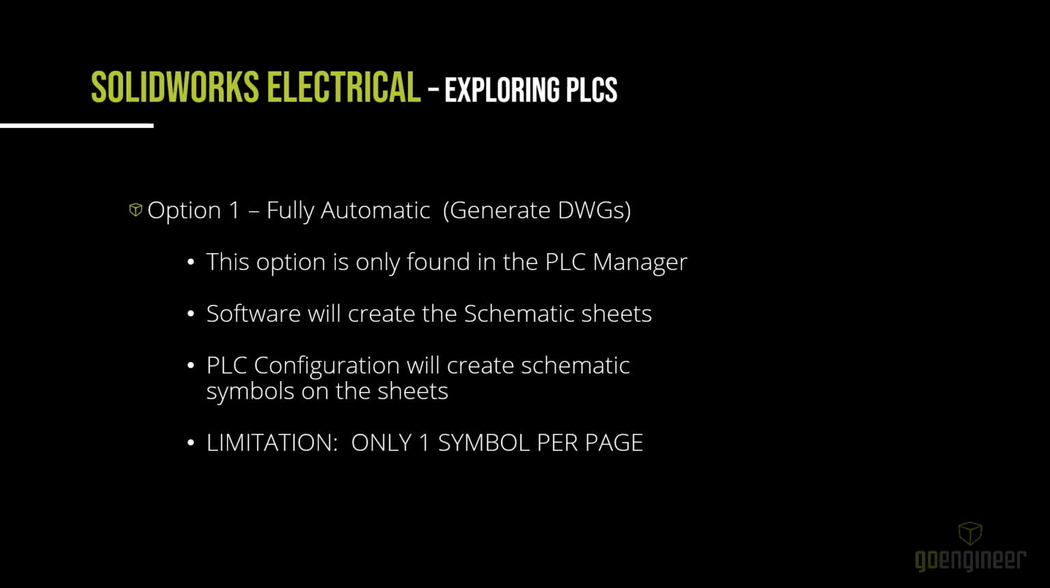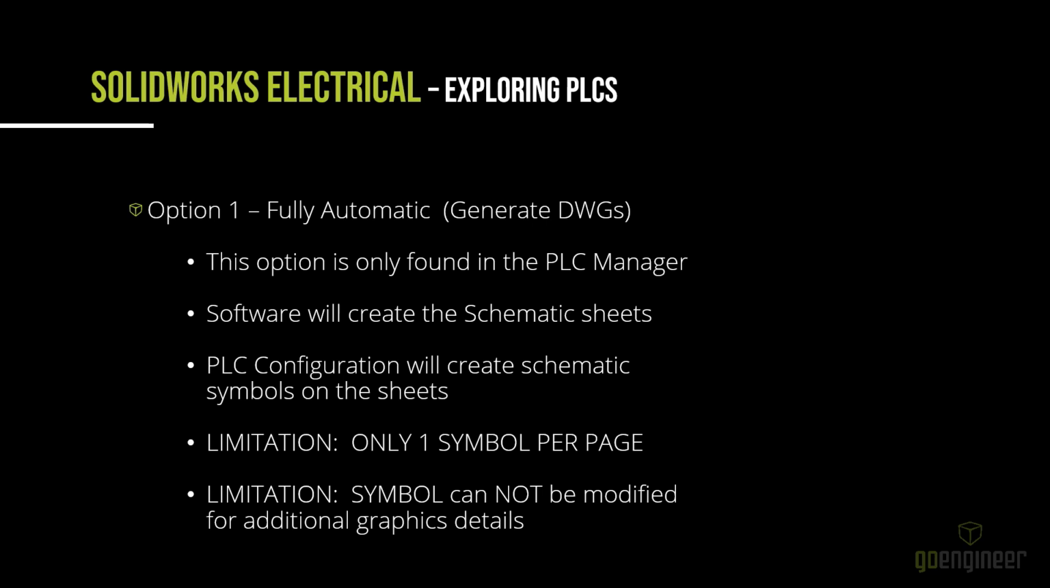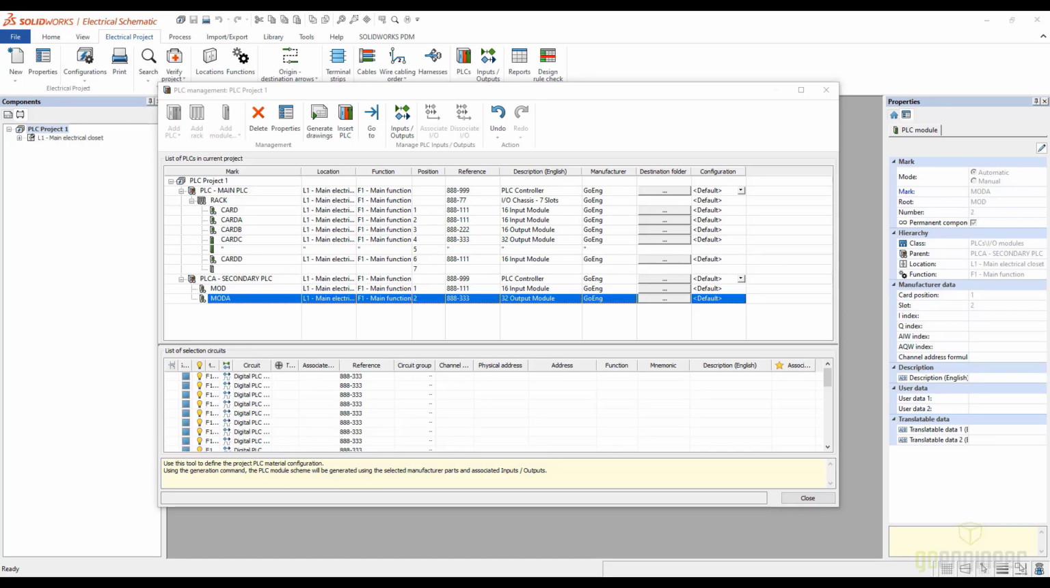However, there are two limitations. One is that there is only going to be one symbol per page. And then secondly, that symbol cannot be modified in its current form for any additional graphic details. So what you see is what you get as far as the symbol, but it is something that I find a lot of people do use in a bind. Let's look at what this looks like, and it's actually extremely fast.